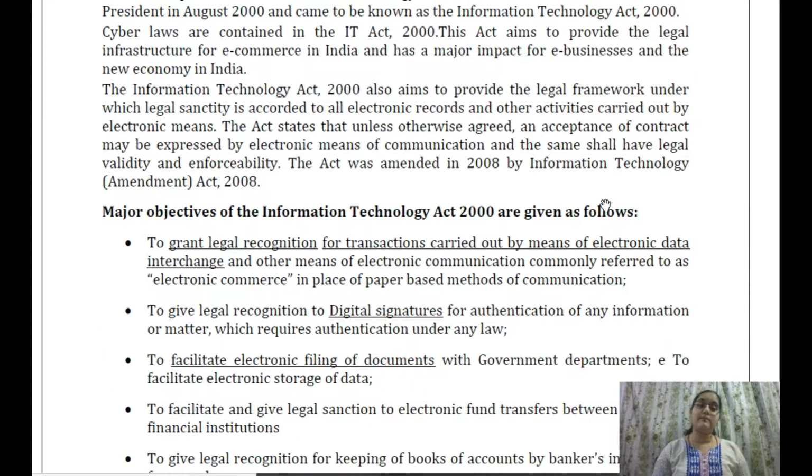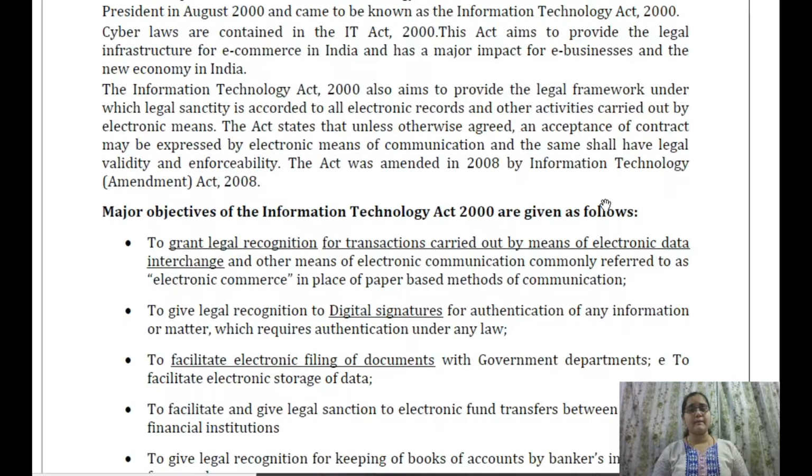Then let us see the major objectives of the Information Technology Act 2000. The objective is the main purpose for which it has been brought in, or what it is trying to protect or achieve. First, to grant legal recognition for transactions carried out by means of electronic data interchange, meaning any transactions carried out with the help of information technology. It provides legal recognition that the transaction is valid, and also for other means of electronic communication, commonly referred to as electronic commerce, in place of paper-based communication.